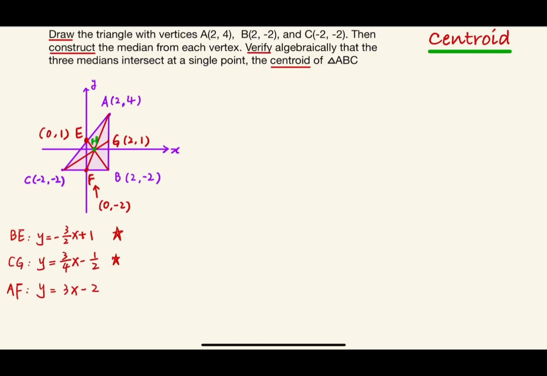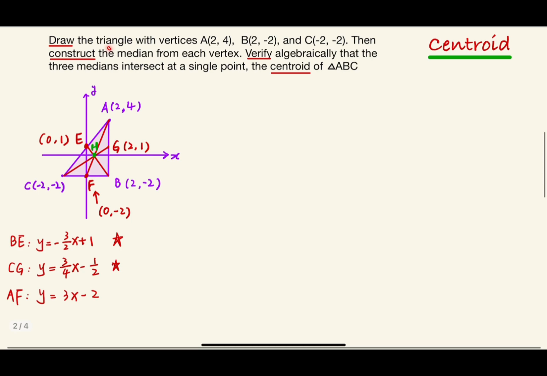Draw the triangle with vertices point A, B, and C, then construct the median from each vertex. After this, verify algebraically that the three medians intersect at a single point, the centroid of triangle ABC. Point A, point B, point C.